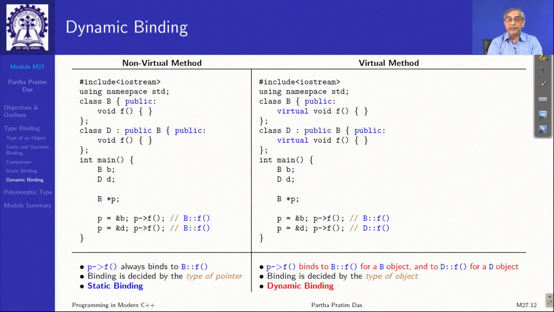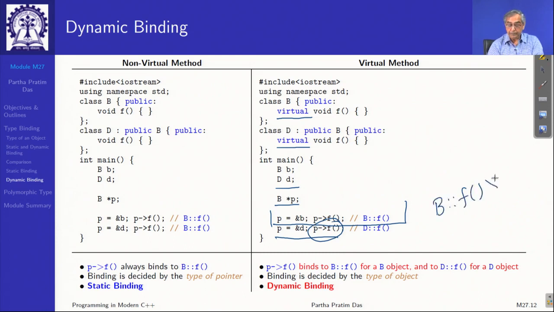Now, how can we change this scenario? There is a very simple way to change this. All that you need to do is to put a keyword virtual before the function signature, everything else is same. Up to this point there is no difference. But if you do this, pointer p you have set to the address of a D object and you do p pointer f, it does not call B::f. Instead, it calls D::f.